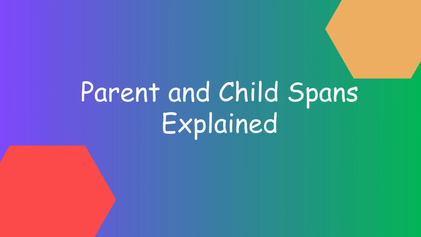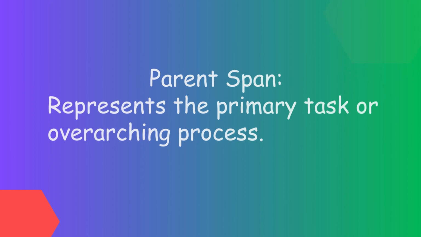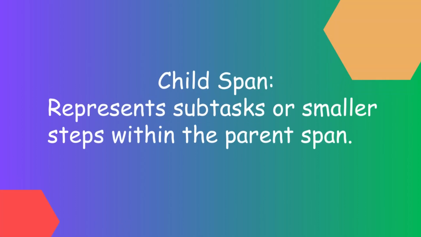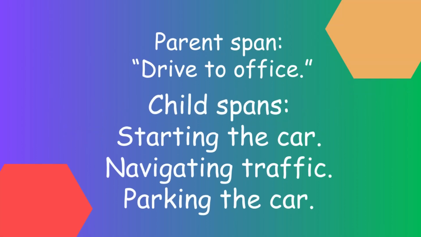Let's talk about parent and child spans. A parent span represents the primary task or overarching process. A child span is a subtask or smaller step within the parent span. Let's take an example: the drive to office is a parent span. The child spans are all about starting the car, navigating the traffic, and parking the car. This is all about child spans.